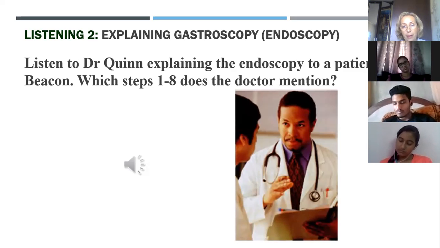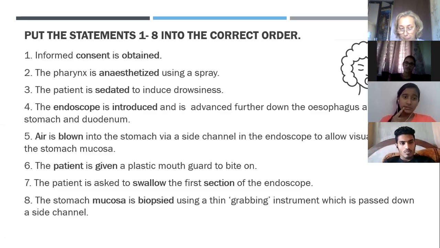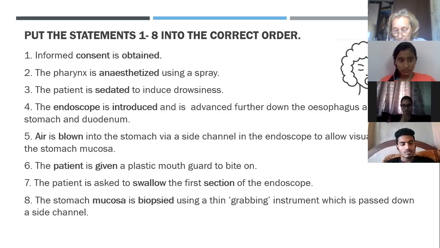So if we go back to the previous slide. Which steps were mentioned by Dr. Quinn? Consent is first. Second one, third one. What about the first one? Yes, the first one is also mentioned, signing the consent form. Fourth one also. Yes.